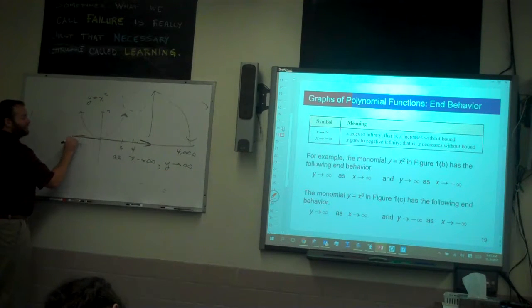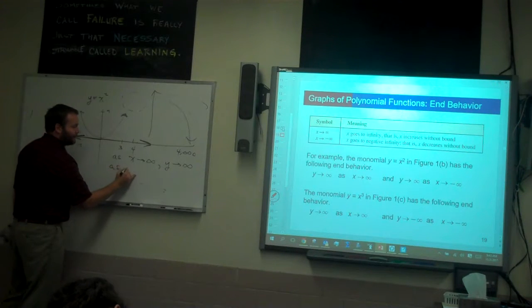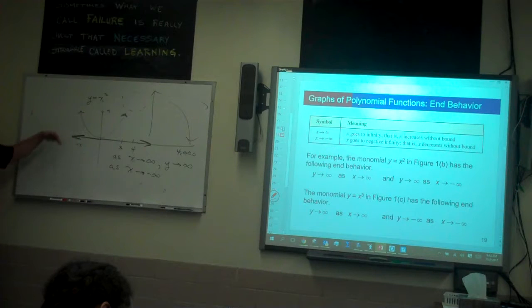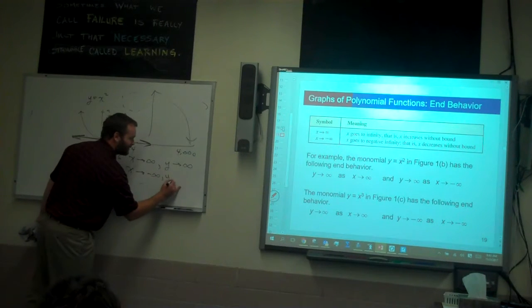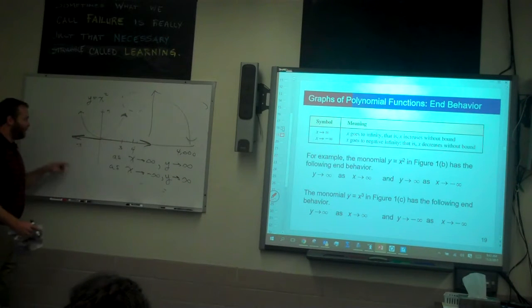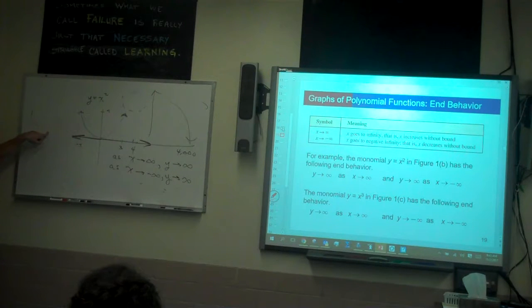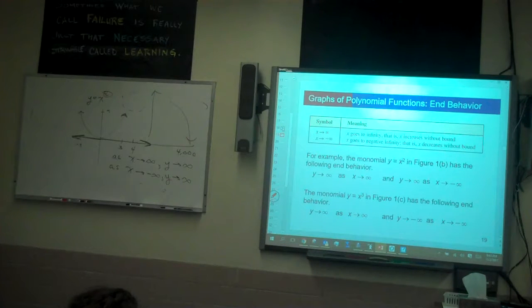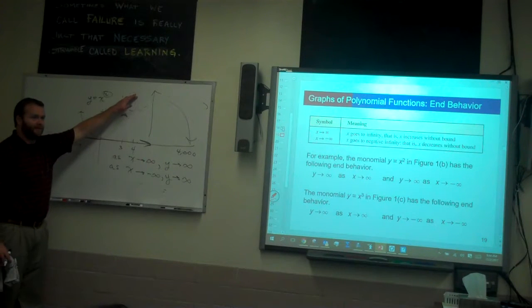If I go this direction, as x approaches negative infinity, what is y approaching? Infinity. And the reason why it's approaching infinity in this one is because no matter how big of a negative number I get, when I square it, that negative number becomes a positive number. So this degree here is going to be very important for us to understand end behavior, because if it's even, my end behavior is always going to be a positive number, isn't it?